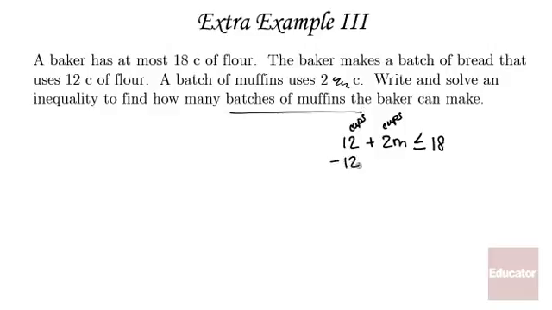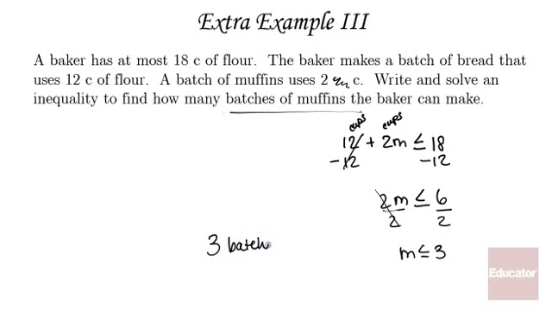So I'm going to subtract 12 from both sides, leaving me 2m. Let's take out all the flour that we need for the bread so that what we have left over is used for the muffins, leaving 6. Divide by 2, and m is less than or equal to 3. So the baker can make up to 3 batches. He doesn't have to make 3 batches, but the most he can make is 3 batches.